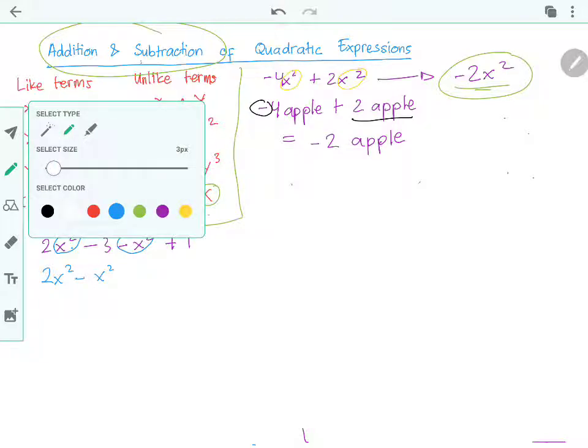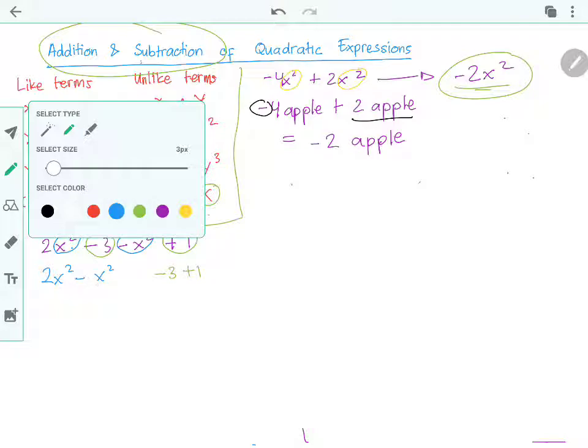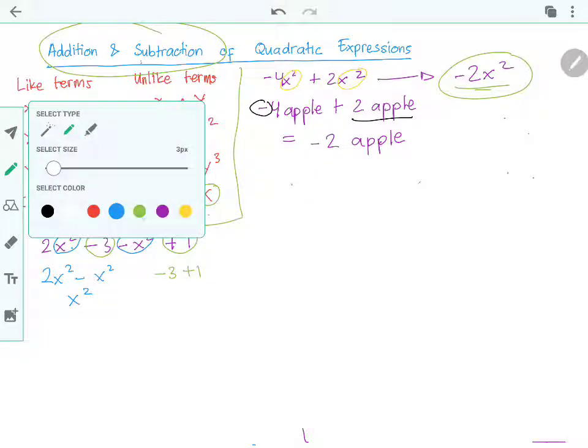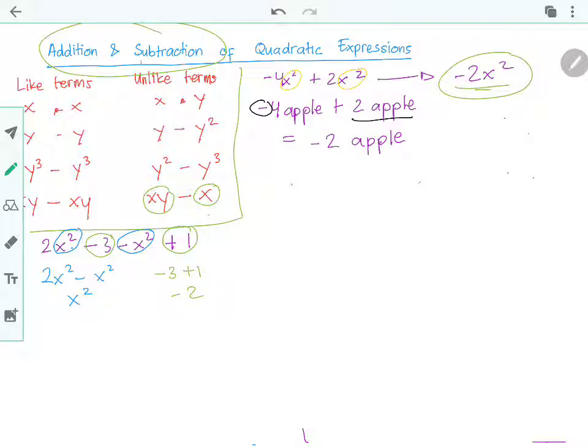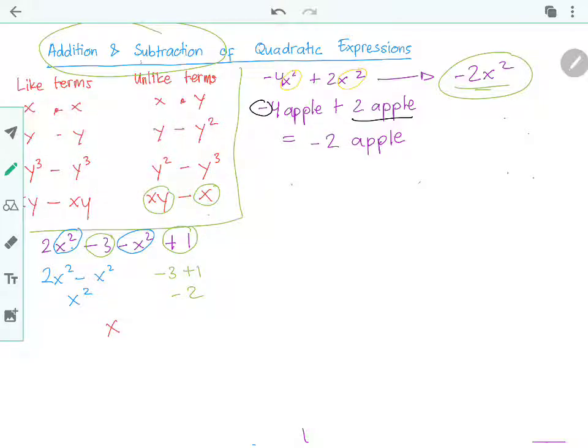On the other hand, I also have negative 3 and plus 1. Both of them don't have variables, so we can also count them as like terms. So negative 3 plus 1. Now 2x squared minus x squared equals x squared, while negative 3 plus 1 equals negative 2. It means for the final answer, we can say the answer is x squared minus 2.